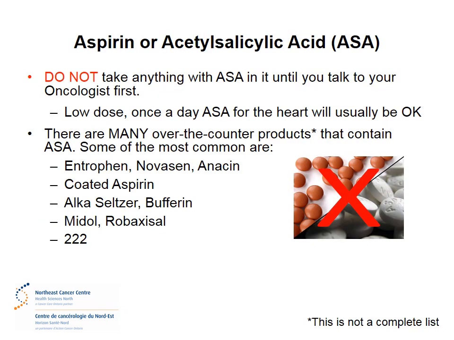While on chemotherapy, it is recommended that patients do not take anything with ASA in it, also known as aspirin, until they have talked to their oncologist first. Low dose, once a day ASA for the heart is usually okay to take. There are many over-the-counter products that contain ASA. Some of the most common are Entrophin, Novacin, Anacin, coated aspirin, Alka-Seltzer, Bufferin, Midol, Robaxisol, and 222s.